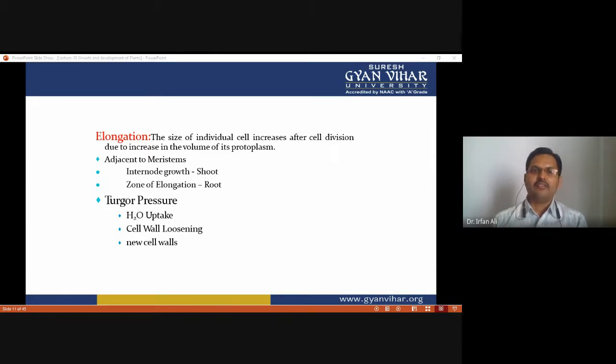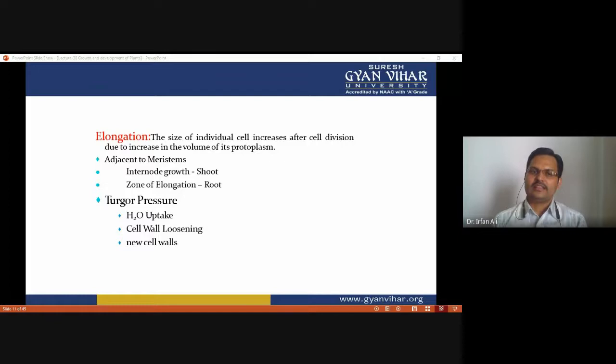Where there is internode growth, internode growth provides elongation in the shoot, and the zone of elongation provides an increase in the length of the root. And an additional factor which helps in elongation is turgor pressure.